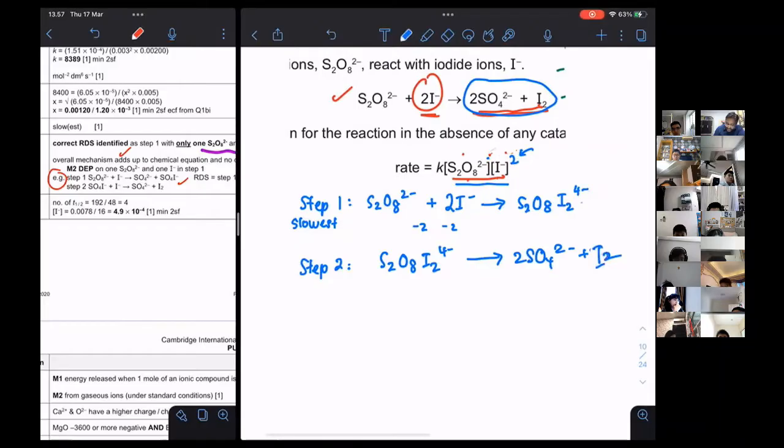But you need to check whether your charges are the same, left and right. So you see -4 here, -2 only. No need to worry. 2 times -2, -4, 0. Yeah, so left and right is the same. So this is going to be the answer. If they ask you to identify the slower step, yeah, step number 1. Okay, is that clear, Ewan?